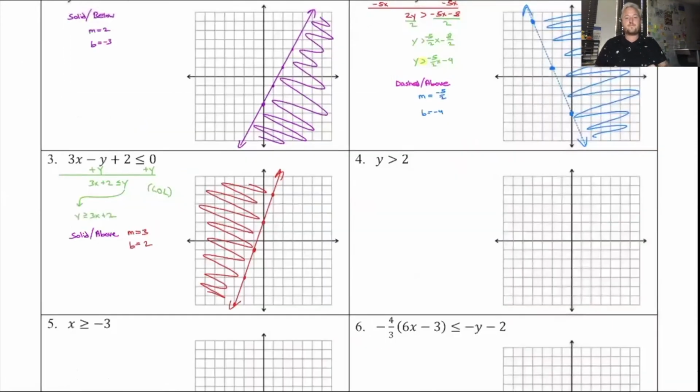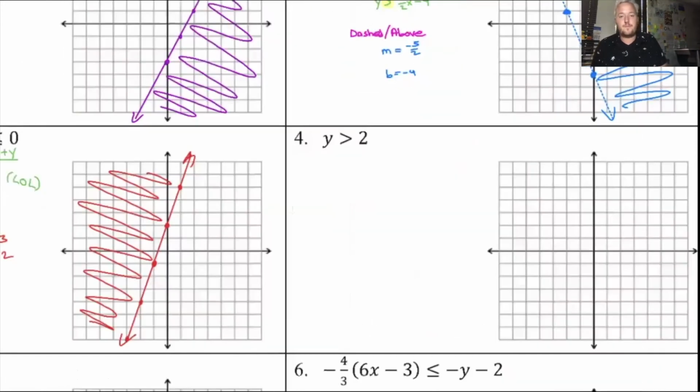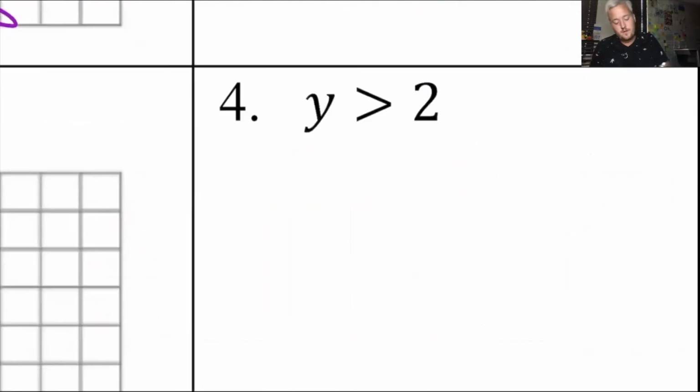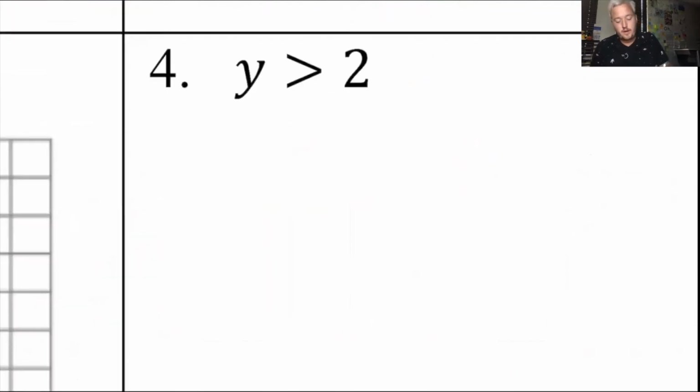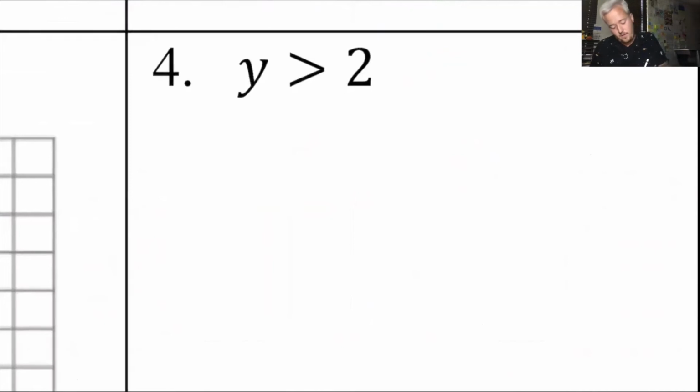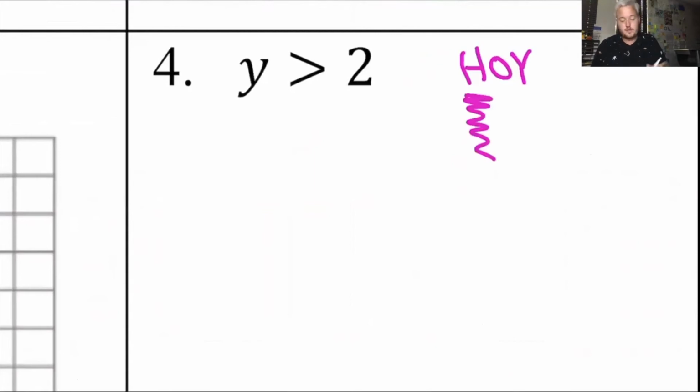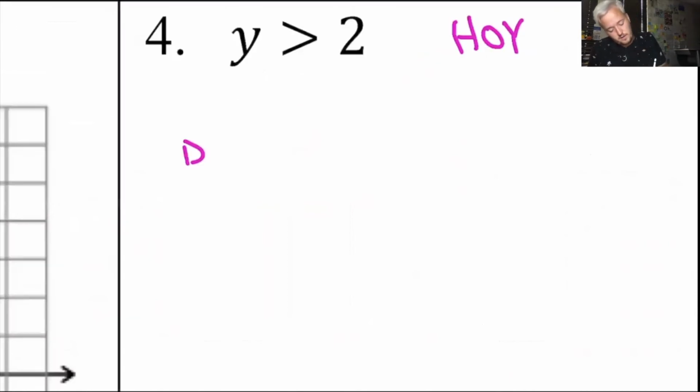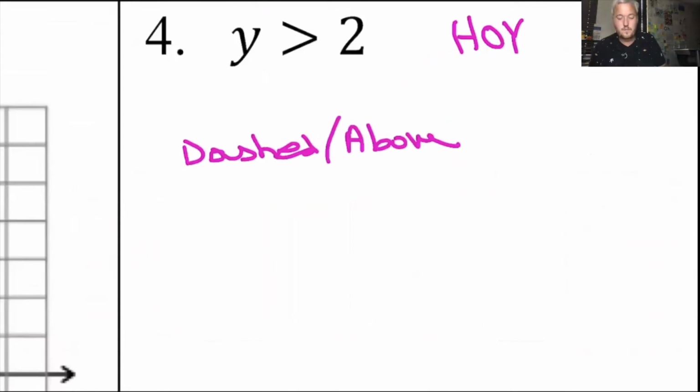All right. Number 4. All right, so we're bringing back Hoy buffs. So in this case, because it's a y, we're going to be using Hoy. So this is a horizontal line at +2. And notice how it's dashed. So we're going to have a dashed line. And then we want above because it's greater than.